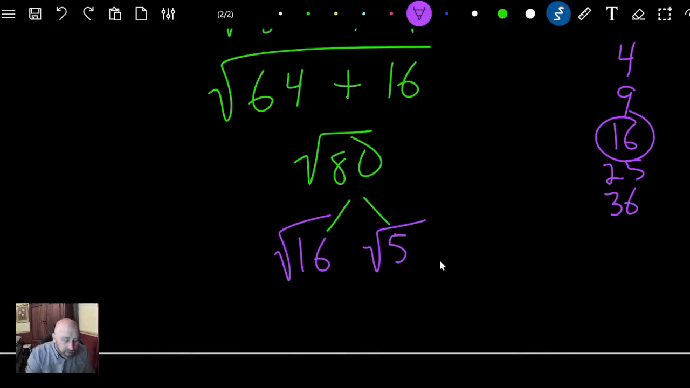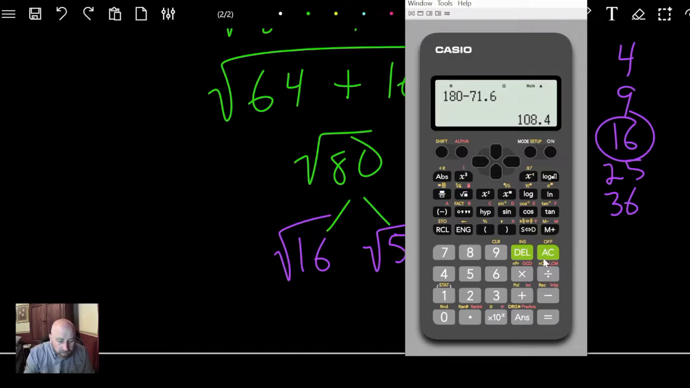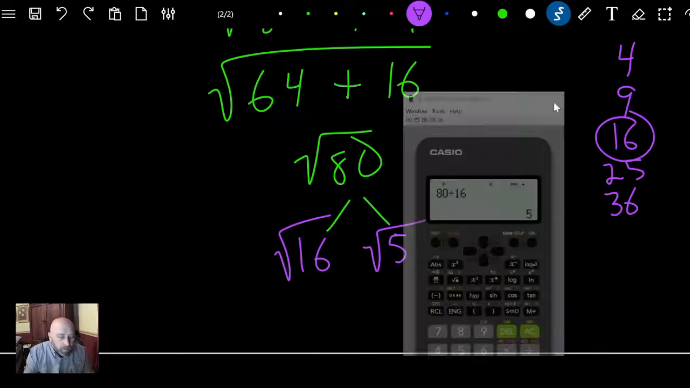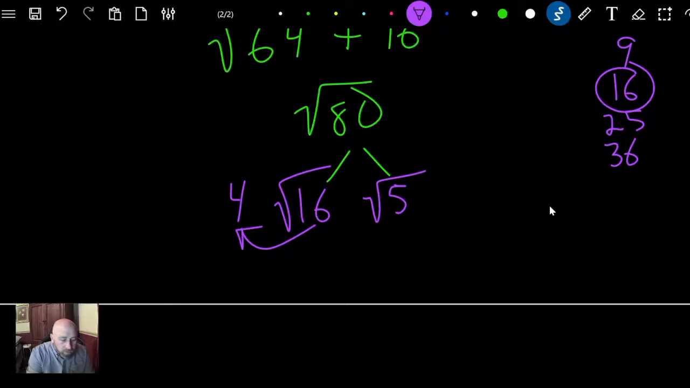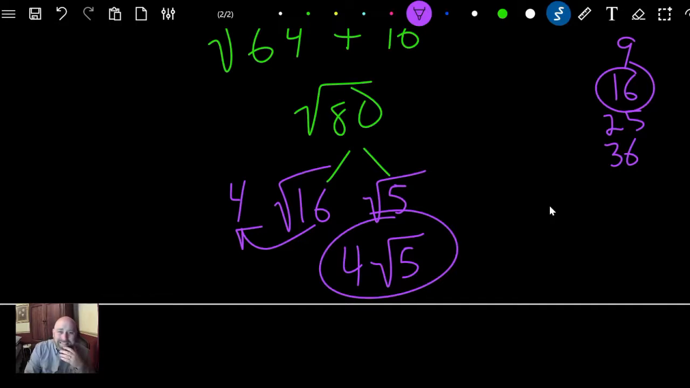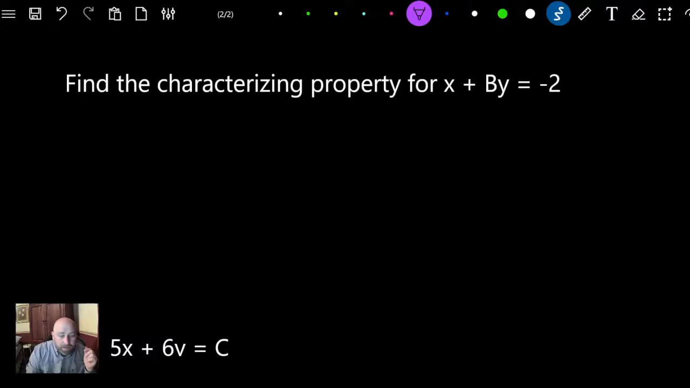Just in case you're checking, you can always go to your calculator and do that. So 80 divided by 16 equals 5. Okay, so there are my roots. This will come out. This will solve out to a 4. So I would have 4 square root of 5 as my distance between those two. All right, so long process, but things that you know how to do. If you missed anything, always just go back and scroll back and check it out.